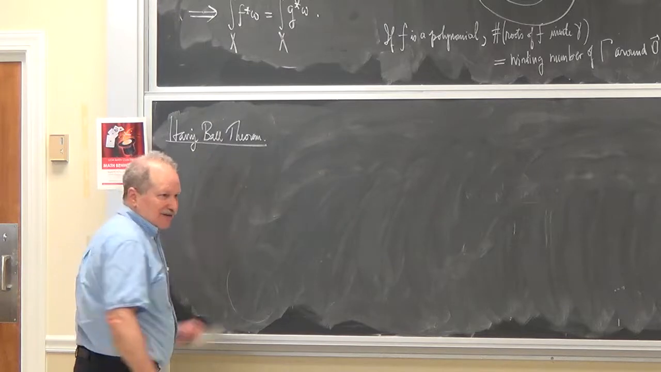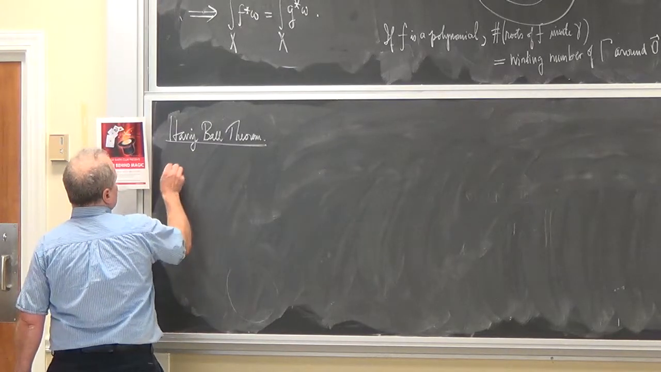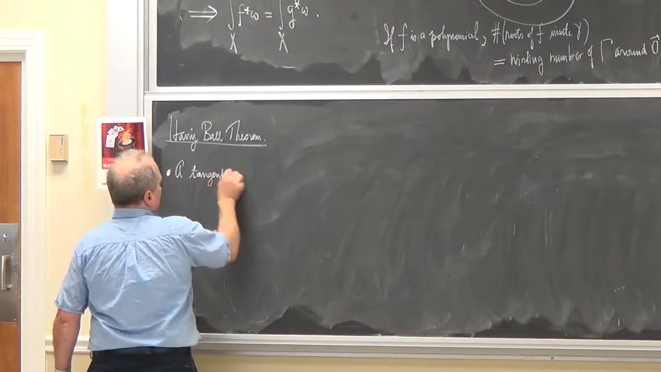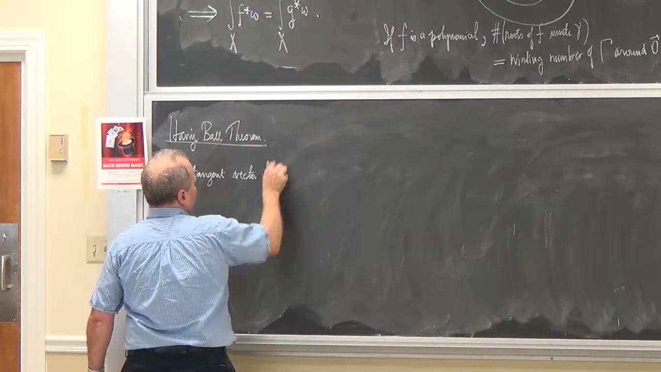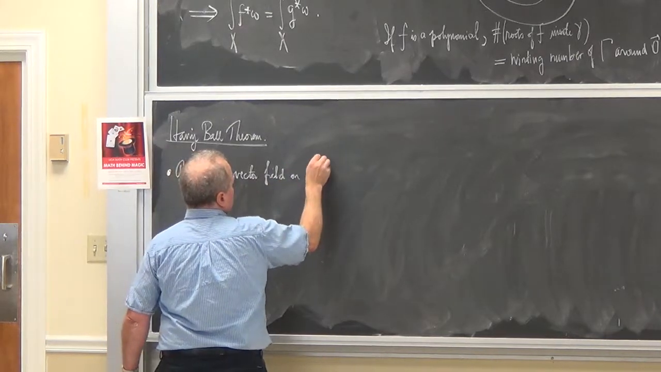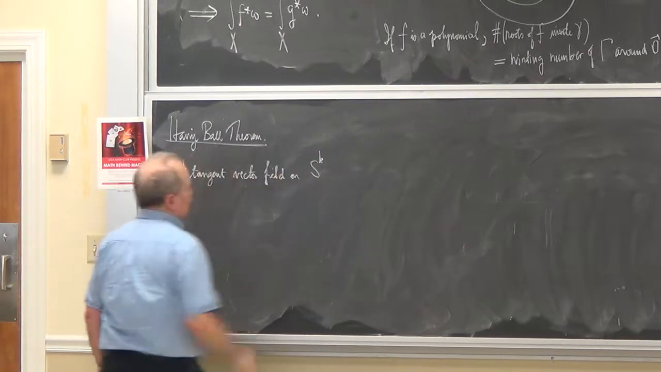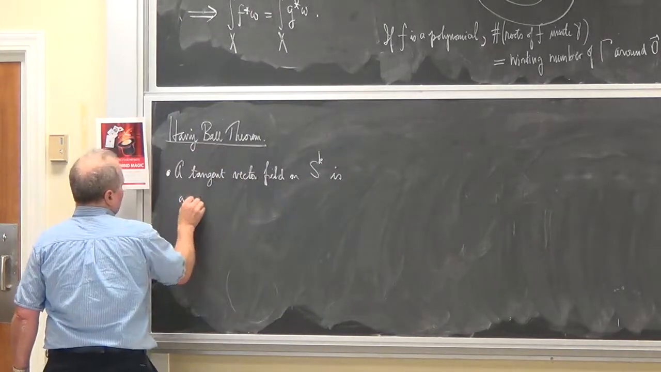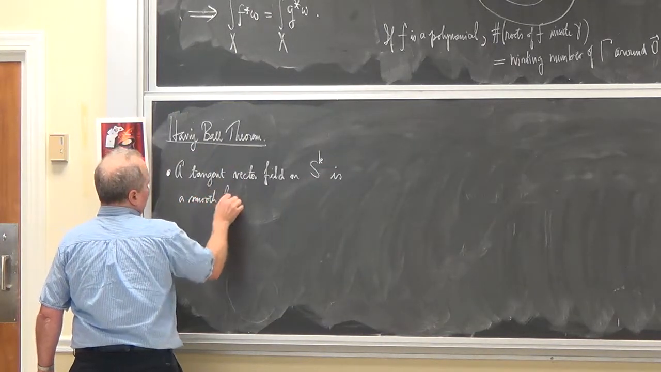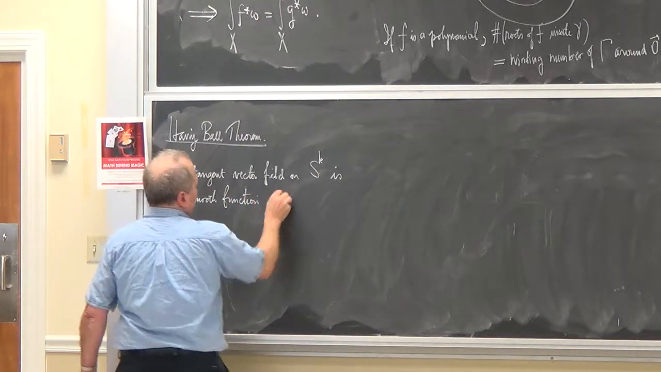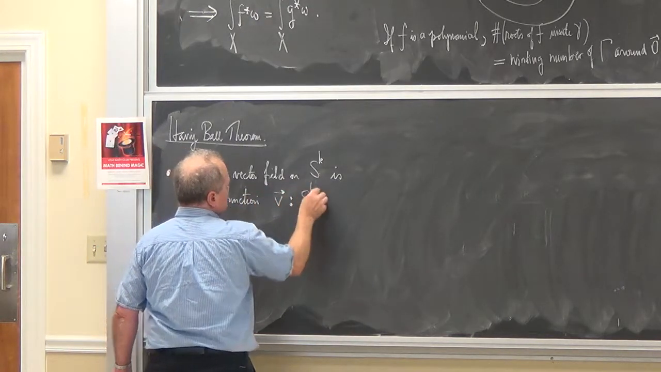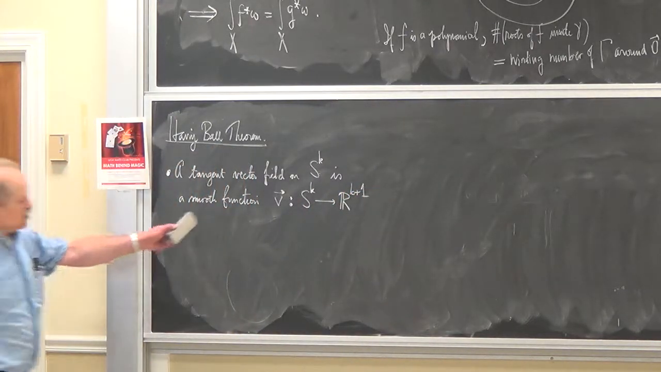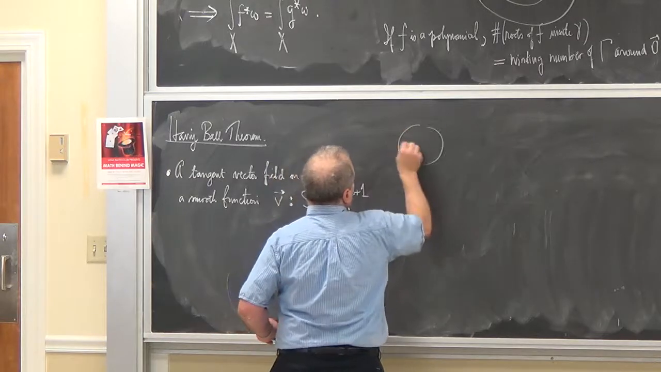It's not my hair. So, first definition that you need is a tangent vector field on the sphere is a smooth function V, which assigns to each point of the sphere a vector in the space it's living in. So remember, the sphere is living in R^(k+1).